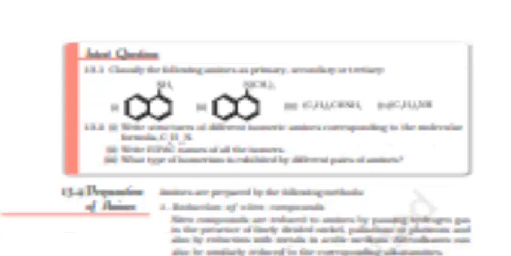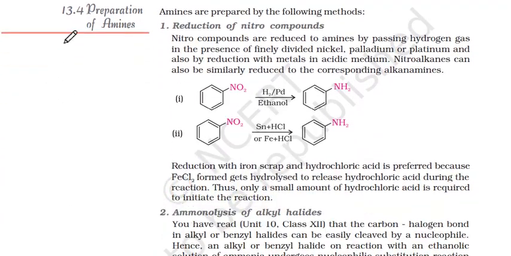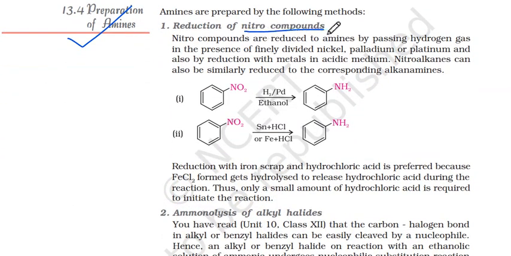We have preparation of amines, reduction of nitro compounds. All the nitro compounds, NO2 containing compounds, you can convert them into amines very, very easily. And how is that possible? Nitro compounds are reduced to amines by passing hydrogen gas in the presence of finely divided nickel, palladium or platinum, and also by reduction with metals in acidic medium. So what you do basically is catalytic hydrogenation, and you reduce the nitro compounds into amino compounds, into amines.